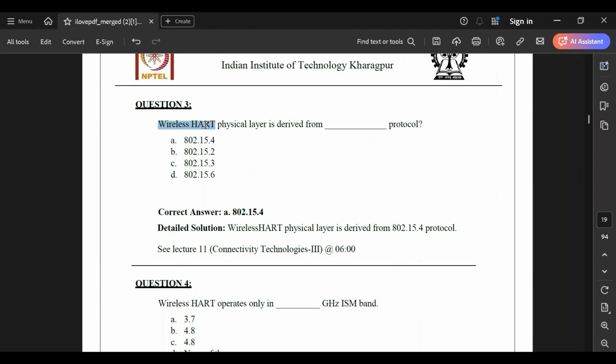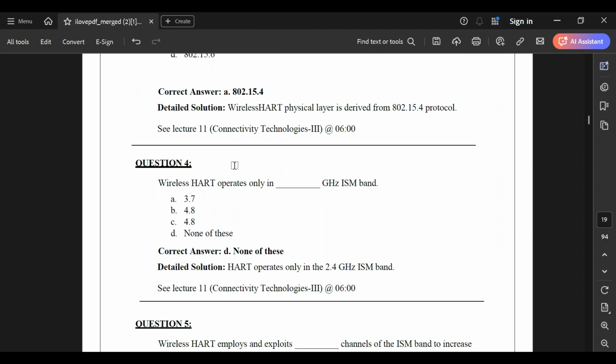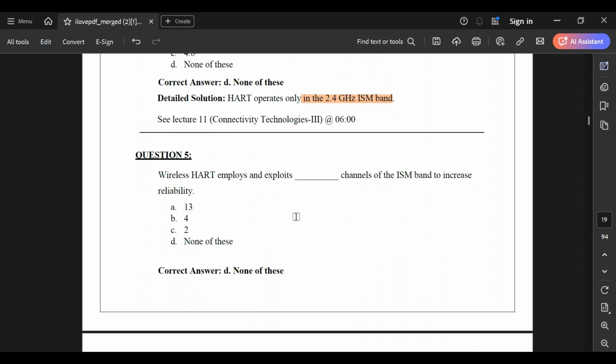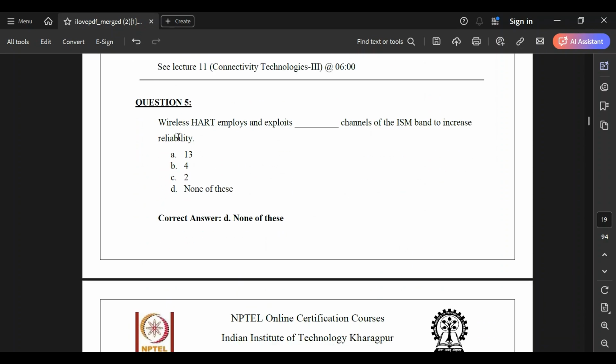The wireless HART physical layer is derived from which protocol? It is 802.15.4. You should remember this. Wireless HART operates only on 2.4 gigahertz, but it is not given in the options. So we'll be going with none of these.